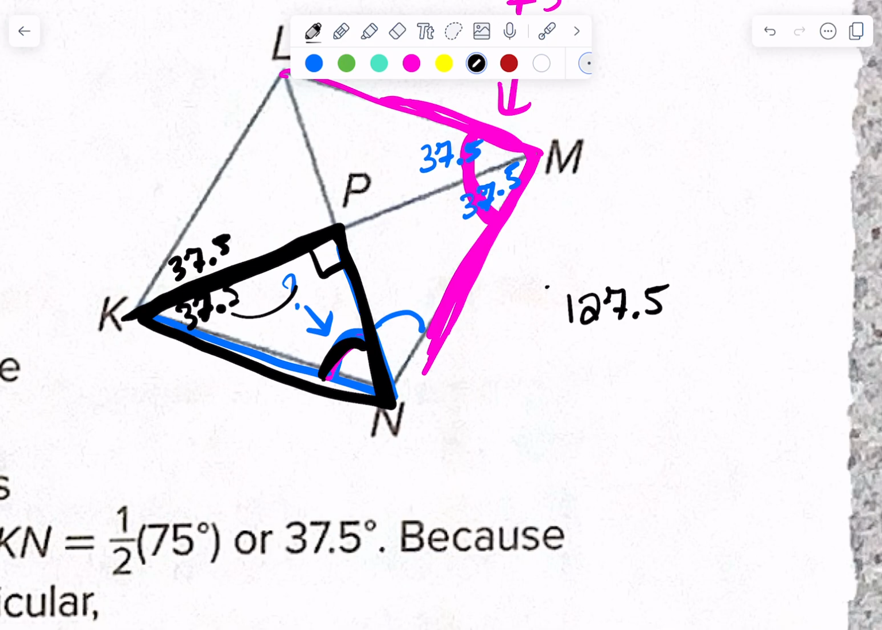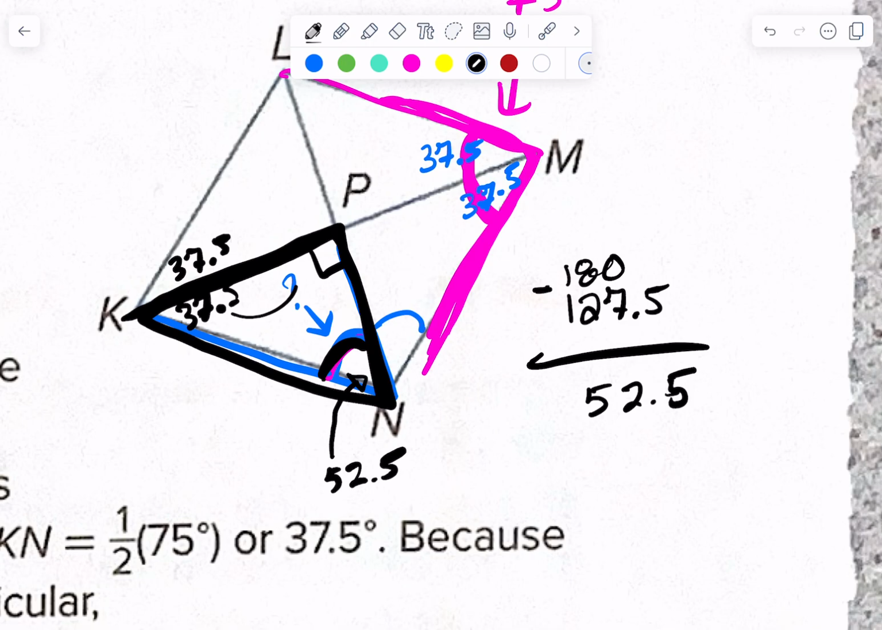127.5, and when we subtract from 180, that is 52.5. Check it. Divide that by 2? 63.75? No, wrong, try again. I already gave you the answer. My brain works faster than a calculator. 52.5. We've been sitting here a long time. All right, 52.5. Now, that is the answer.